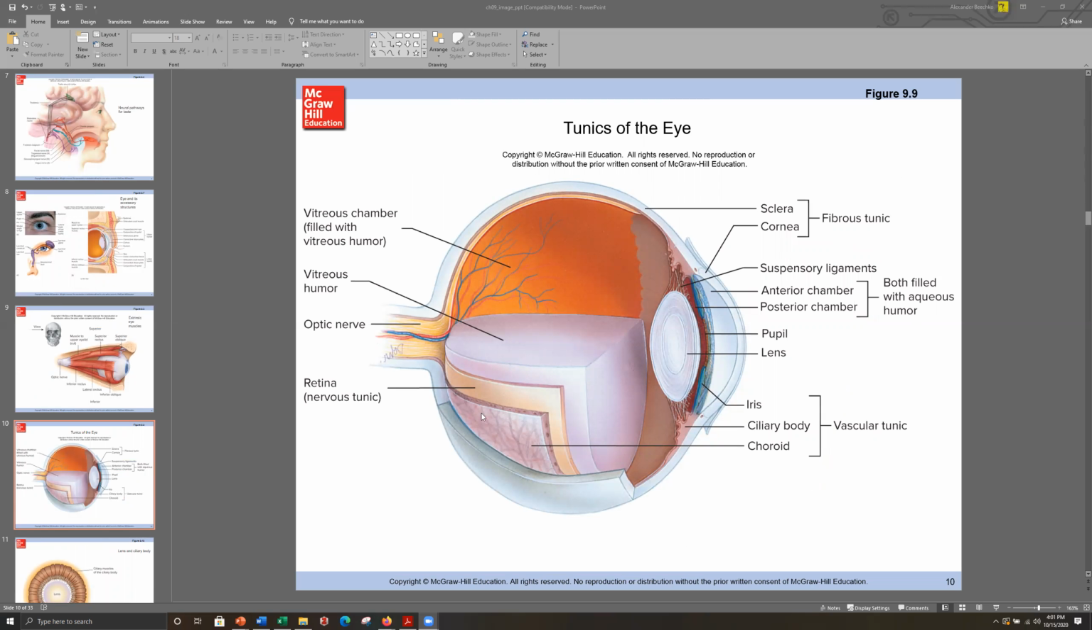So here, this figure talks about the various connective tissue or vascular sheaths of the eye. We call these little sheaths tunics, all right? So we have three major tunics. We have the fibrous tunic, we have the vascular tunic, and then we have the nervous tunic. The nervous tunic's easy because only the retina and the optic nerve are going to be part of the nervous tunic just here.